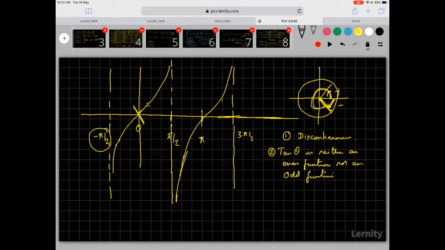Okay, then discontinuous, I said maximum value, minimum value. What's the maximum value of tan theta? Infinity. What's the minimum value of tan theta? Minus infinity. Then it repeats itself, but it repeats itself from here to here. So this was minus pi by 2 to pi by 2. Again from pi by 2 to 3 pi by 2. Again it will repeat. So what is the period of a tan function? Period of a tan function is pi, not 2 pi.